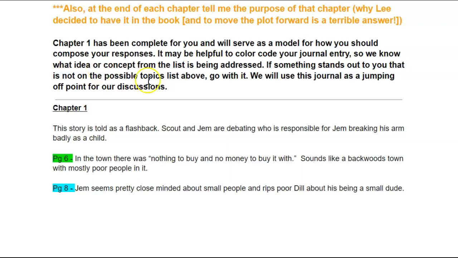We will use this journal as a jumping off point in our discussion. So again, filling this out is really, really important, whether you're in class or whether you're virtually learning, because we're going to use this in both our Zoom conversations and then also our in-person class conversations. And like I said, this will greatly help you when we go to write the paper later on this semester.